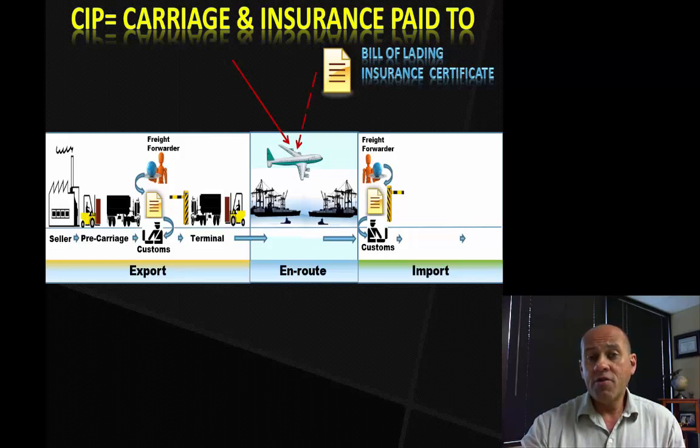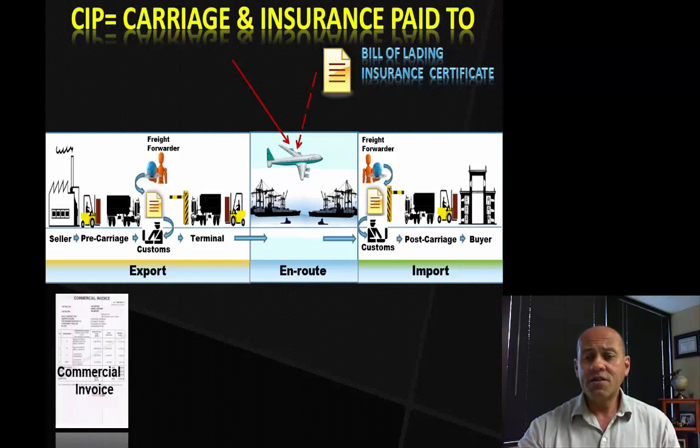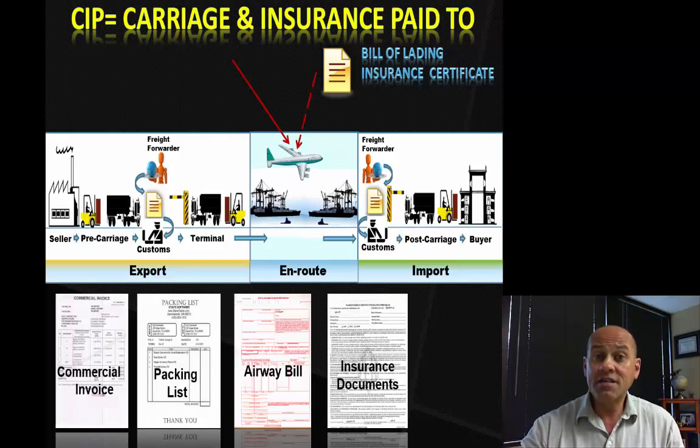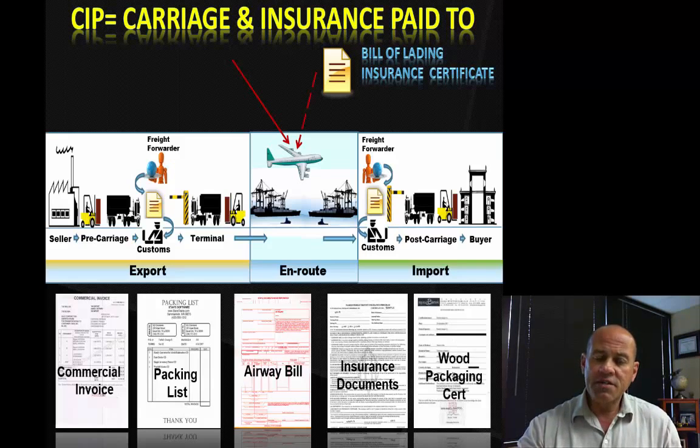And then the buyer will be responsible for clearing the goods once they arrive and for the transportation to the ultimate destination. And again, commercial invoice, packing list. I gave the example of an airway bill because this is for modes of transportation other than ocean, insurance documents, and a wood packaging certificate if required.